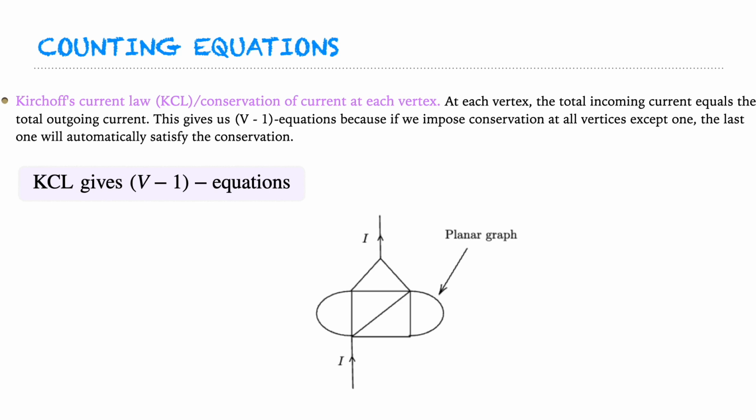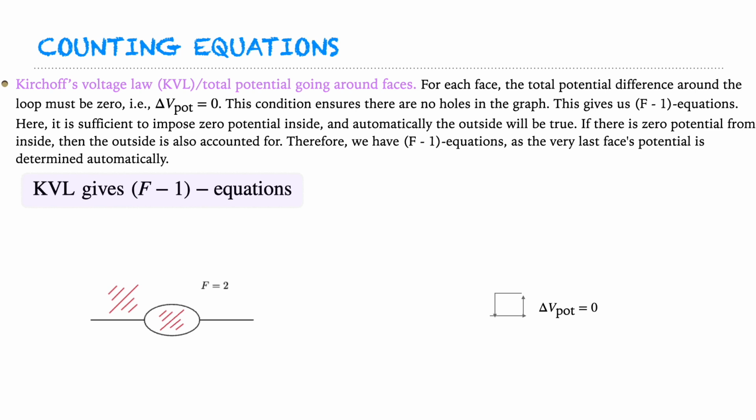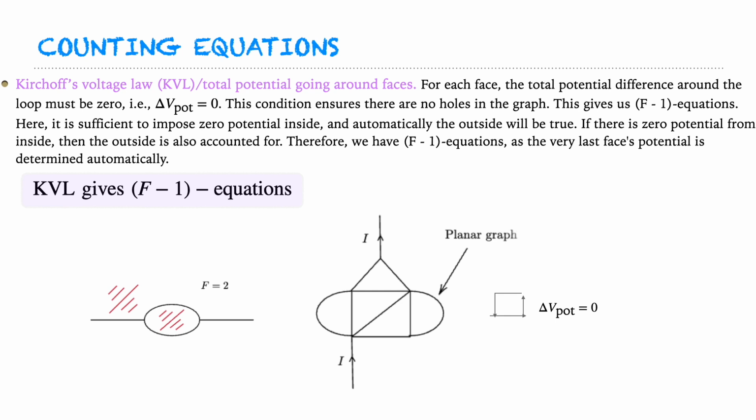Now Kirchhoff's voltage law is about the total potential going around faces. For each face, the total potential difference around the loop must be 0. That is, delta V equals 0. This condition ensures there are no holes in the graph. So this gives us F minus 1 equations. Here it is sufficient to impose 0 potential inside and automatically the outside will be true.